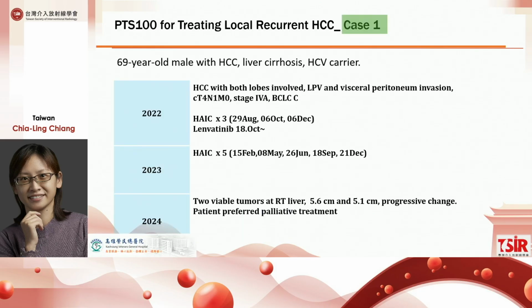Here I will show the first cases. The first case is a 69-year-old man with HCC, underlying liver cirrhosis and HCV carrier. He was initially diagnosed as HCC with portal vein and visceral peritoneal invasion in 2022, and clinical stage is cT4N1M0, BCLC stage C.